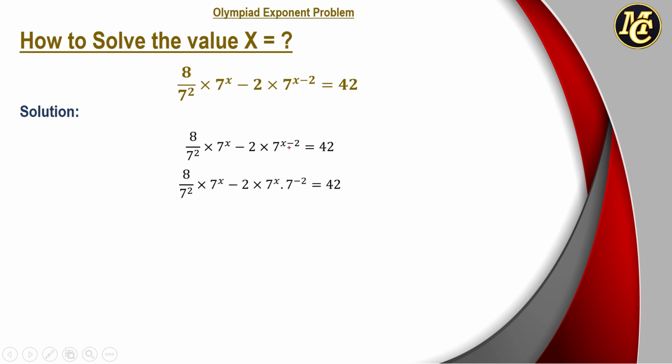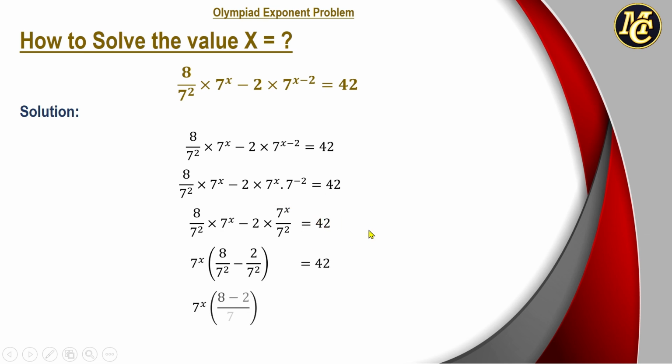We can start by simplifying the expression in the second term. 7^(x−2), using the rules of exponents, we can simplify the expression: 7^x · 7^(−2) is equal to 42. This implies that (8/7^2) × 7^x − 2 × 7^x/7^2 is equal to 42.